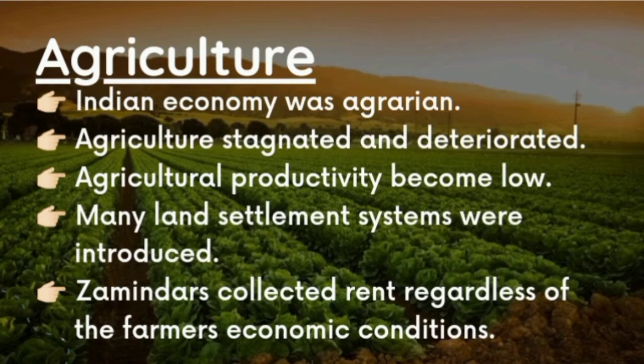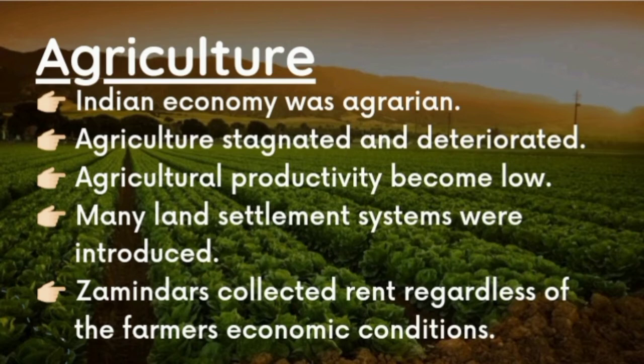So the agricultural productivity became low during the colonial period. The agriculture stagnated and deteriorated. There was a change in the rate, and that change was deterioration. The agriculture continued to experience stagnation and not infrequently unusual deterioration.